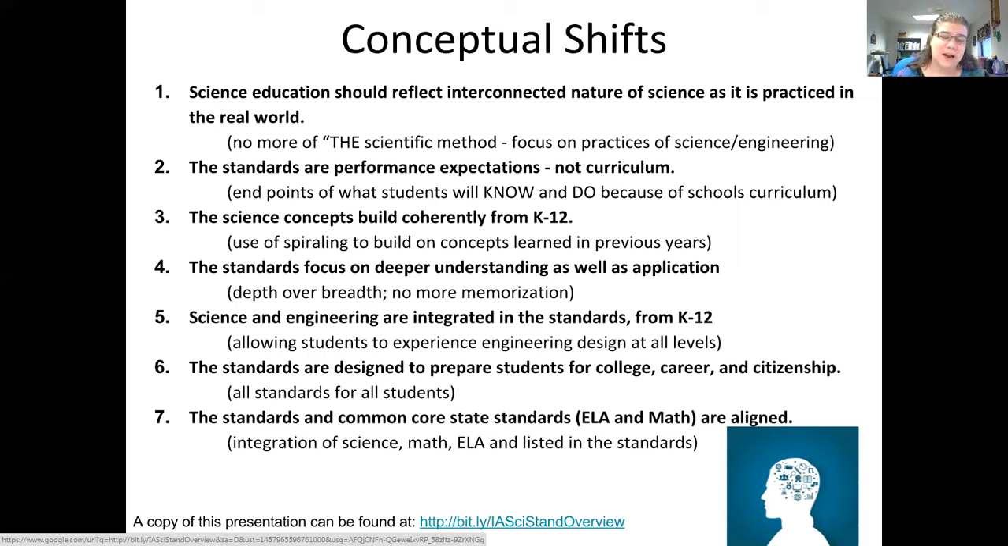Again, that is an endpoint, what they will be able to know and do because of what you taught them. Conceptual shift number 3 discusses that science concepts will build coherently from K through 12, and they will utilize spiraling. So gone are the days of the one and done, where we cover that in 3rd grade and we won't touch it again until maybe you reach high school. Instead, there will be spiraling. So you will be building on concepts that students learned in previous years.